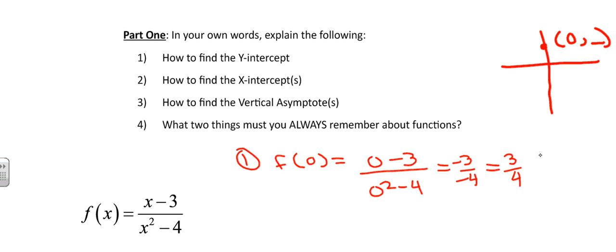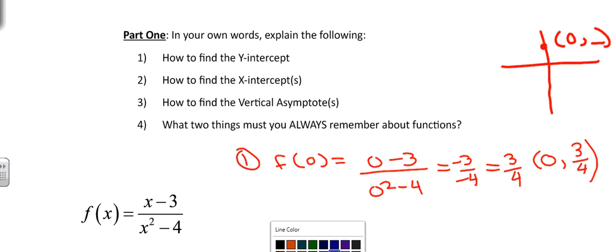So again, you always must write this in a coordinate pair. I can't express to you enough that if you just write 3/4, it is wrong. You need to give me a coordinate pair. Or if you just say y equals 3/4, that's a line. Okay, so my y-intercept of this particular function is 0, 3/4.